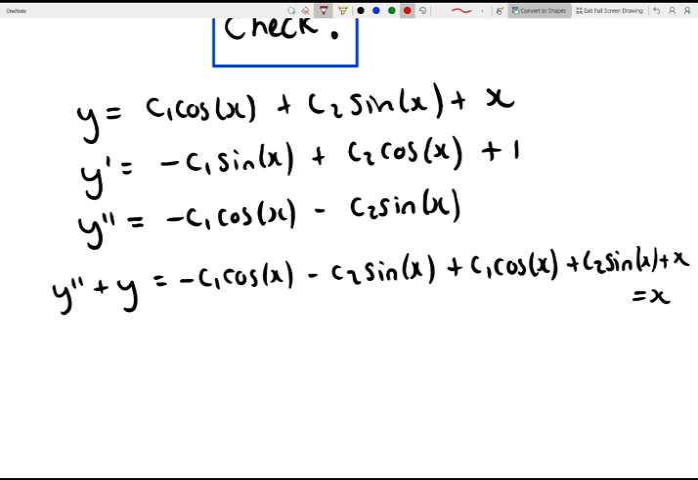And in the cancellation we have cos cancels with cos and sine with the sine. So x equals x, which is true, and our solution is valid. Thanks very much for listening.